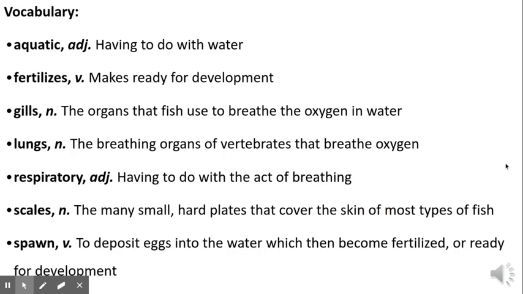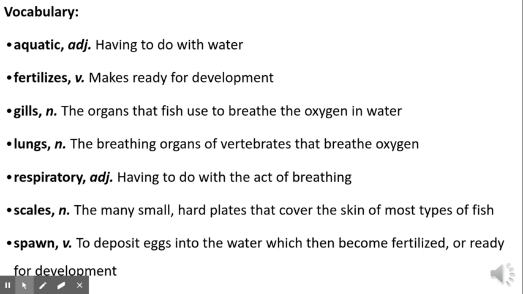Some vocabulary that you will see today. The word aquatic, that's a very important word. Aquatic has to do with water. Think aquarium. Anything with that aqua at the beginning has to do with water. That's a prefix that has to do with water, like aquarium, aquamarine, aquaman, right? They have to do with water.